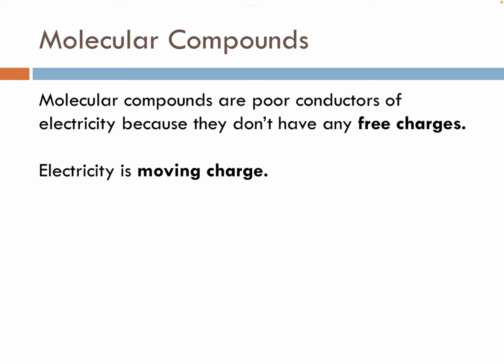Molecular compounds don't conduct electricity like we said, and that's because they don't have any free charges. You have to have some negative charges that can move around, right? That's electricity in a wire, moving electrons through that wire, slowly drifting down the wire. If you don't have any charges, you can't conduct electricity. So you're not going to be able to conduct electricity easily through a molecular compound. It's more of an insulator.